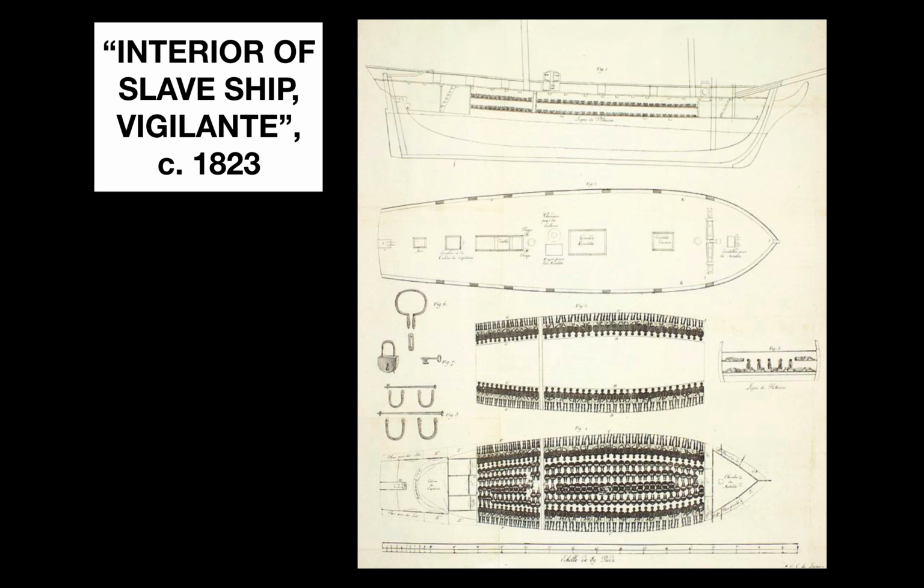Here you can see this ship, the Vigilant, which was a ship used by slave merchants to bring human cargo from Africa to the Americas. It's a slave trader ship.